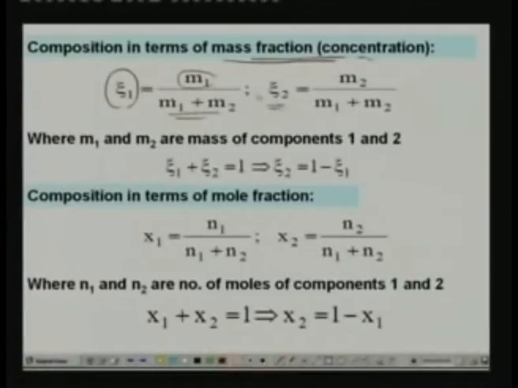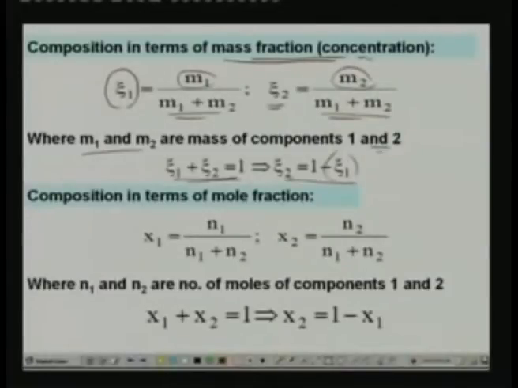Similarly, mass fraction or concentration of component 2 is nothing but the mass of that component in the solution, m2, divided by the total mass of the solution. Okay, m1 and m2 are the masses of components 1 and 2. So for a binary system, you can very easily show that xi1 plus xi2 is equal to 1 from the above expression. That means xi2 is equal to 1 minus xi1. Okay, so if you know the composition of one component, the composition of the other component can be easily obtained.